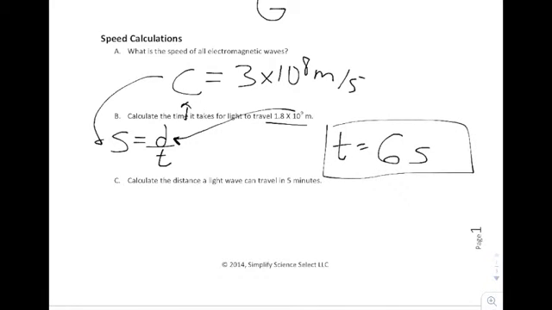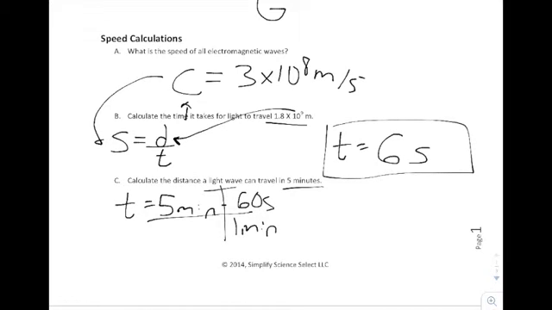Next, it says calculate the distance a light wave can travel in 5 minutes. Now you should realize that 5 minutes is not a standard unit for us to work with, so you're going to have to convert minutes into seconds because seconds is our standard unit of time. You can still use the same equation, speed equals distance over time, where the speed of light is still the same speed. And if you do it correctly, you should get something along the lines of 9 times 10 to the 10th meters.